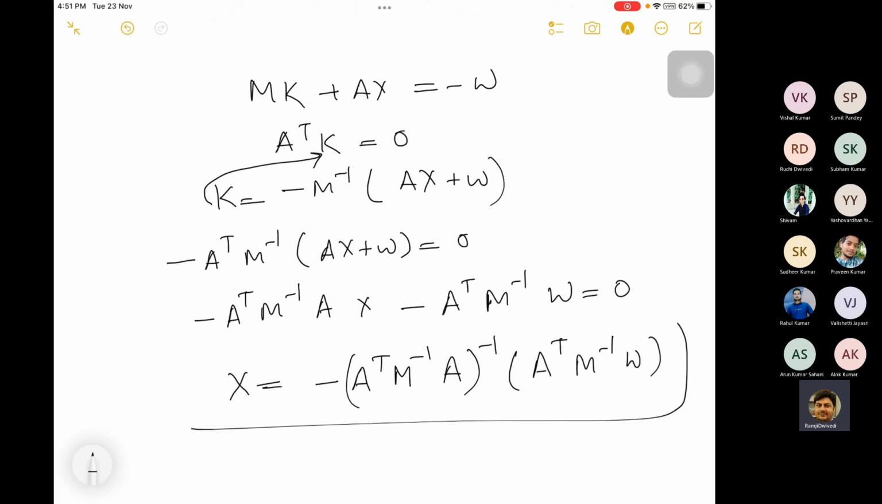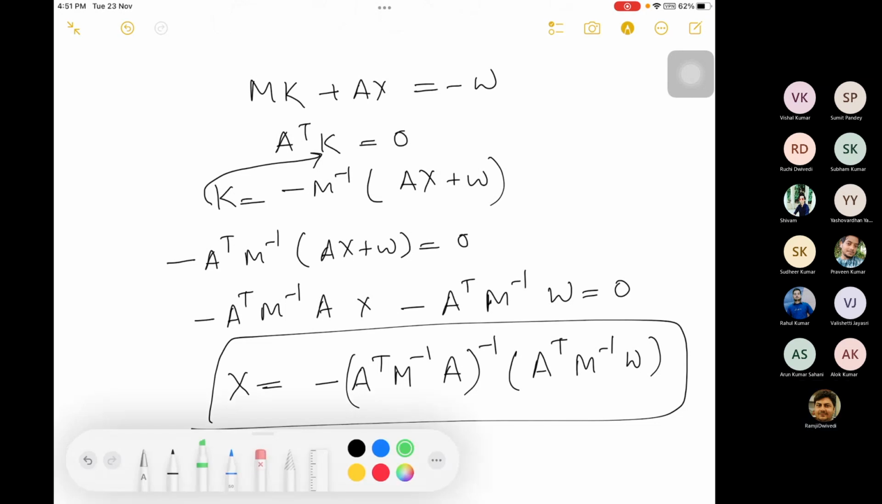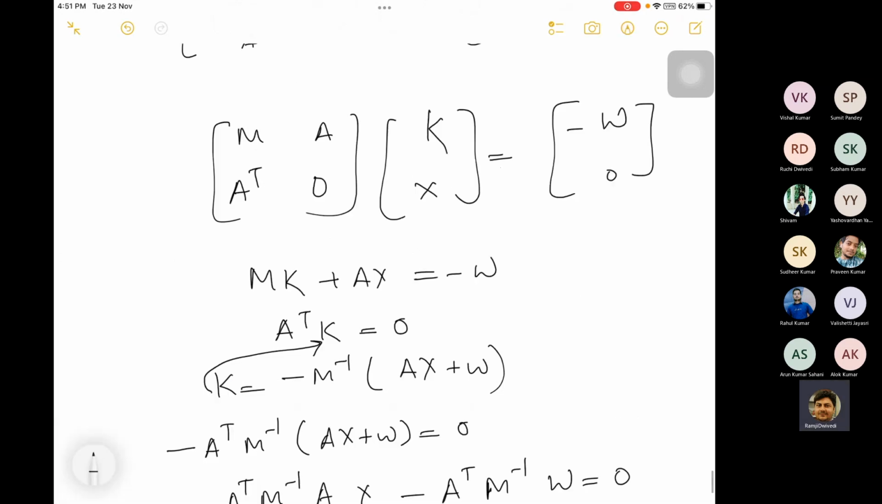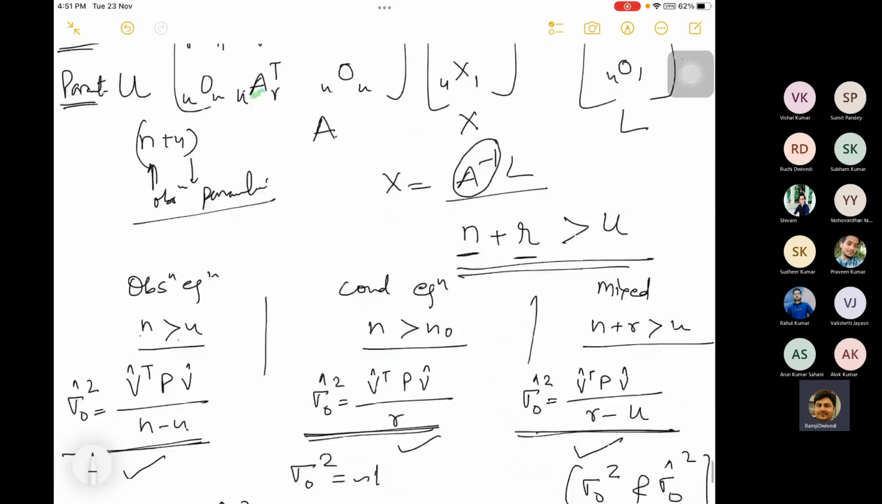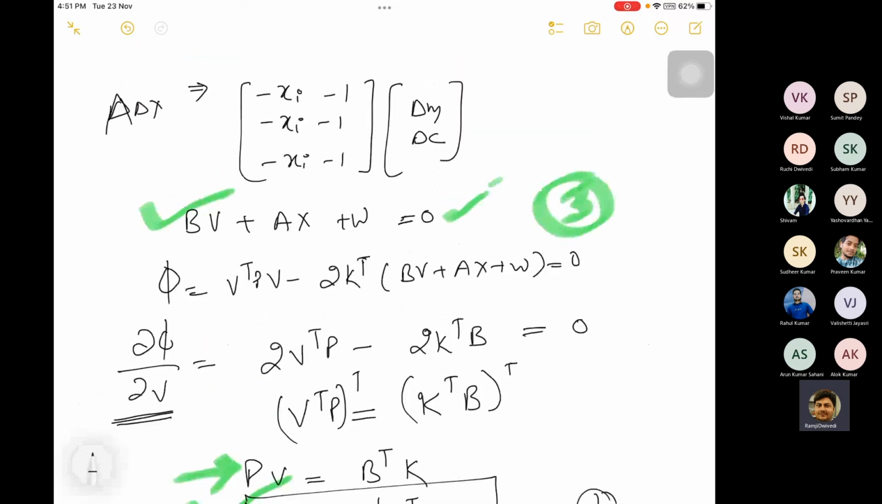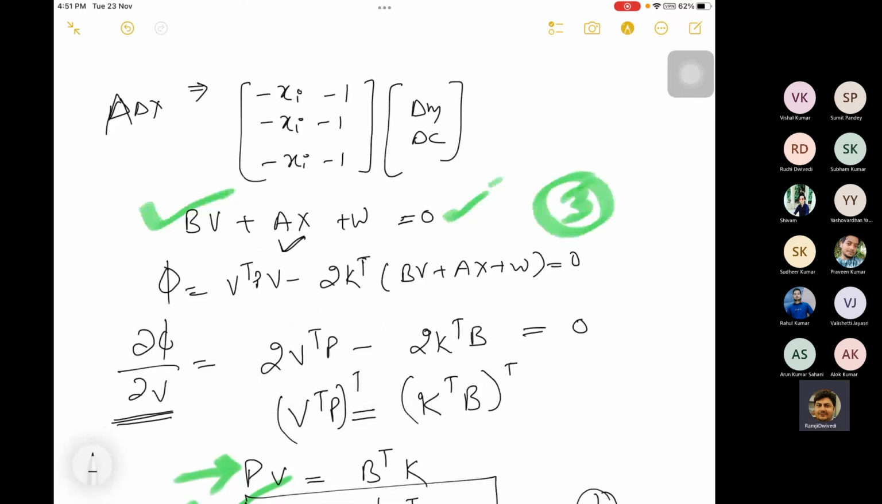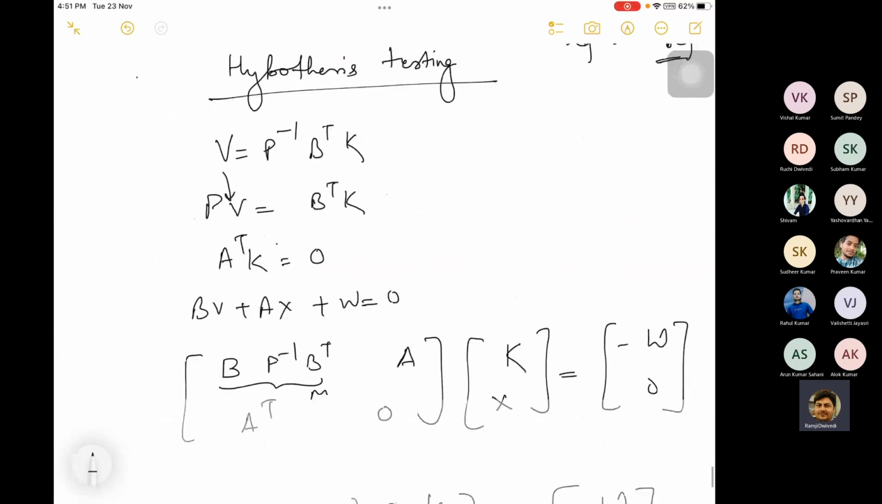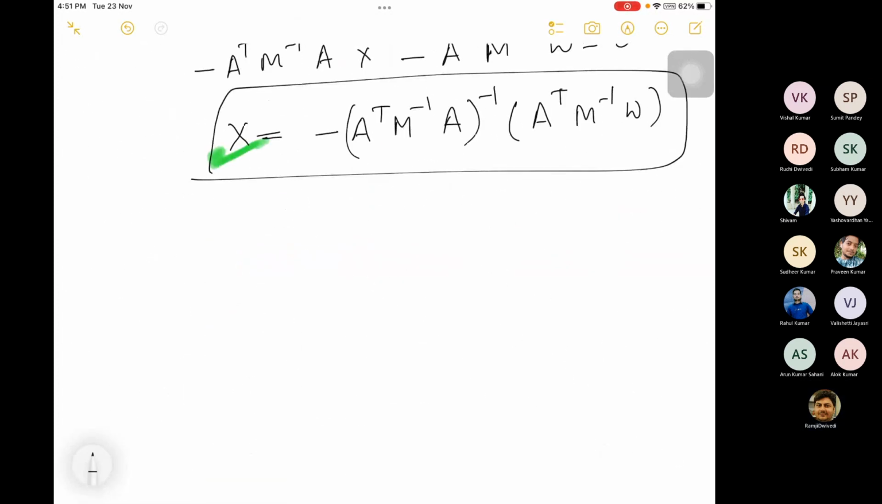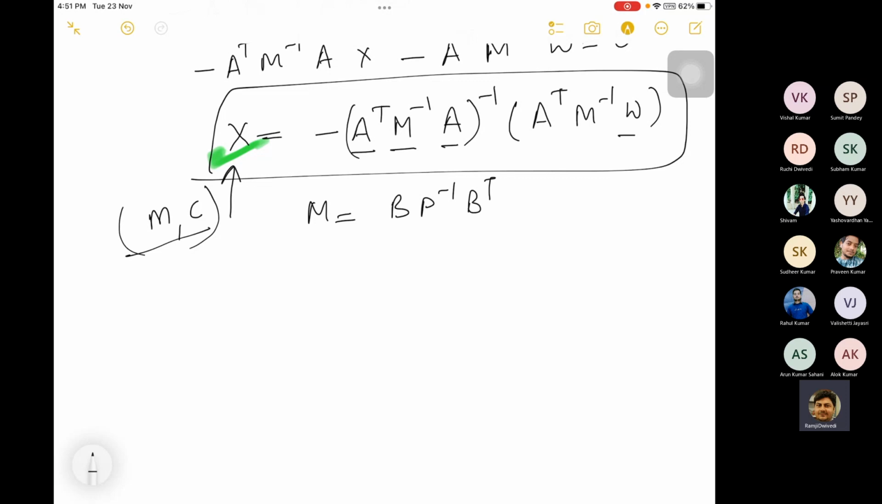So this is your X, which is there in this equation of BV plus AX is equal to W. This is your X, which we have to find out. So in your previous point, M and C would be part of your X, subject to availability of A, M, and W. And obviously M is B P inverse B transpose.